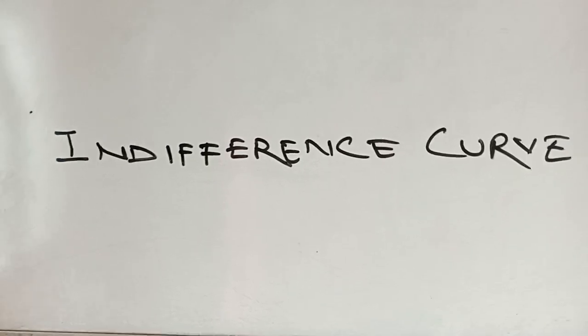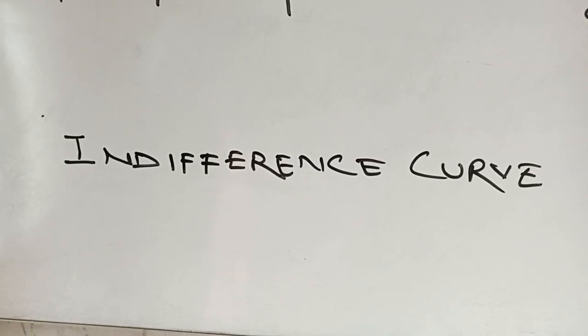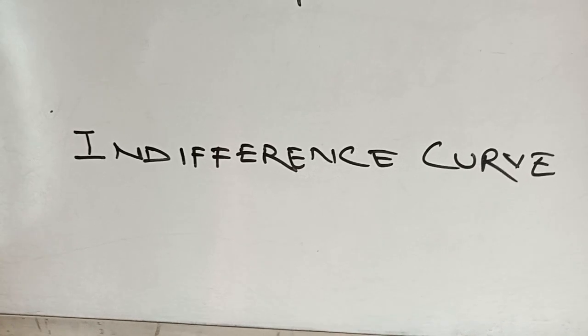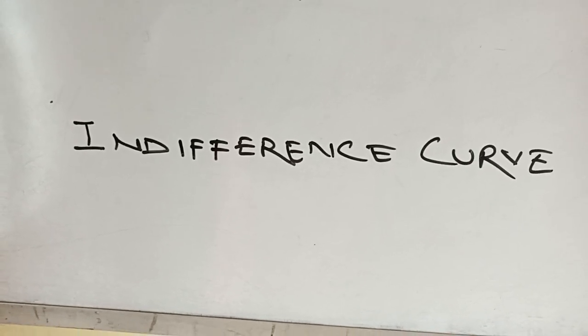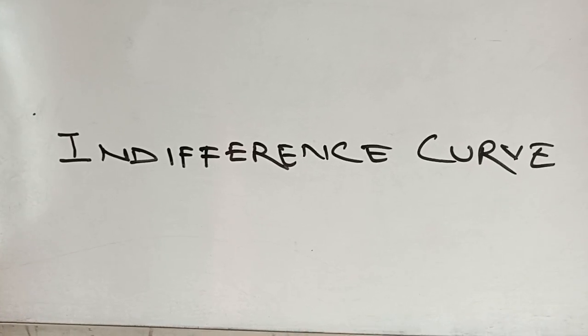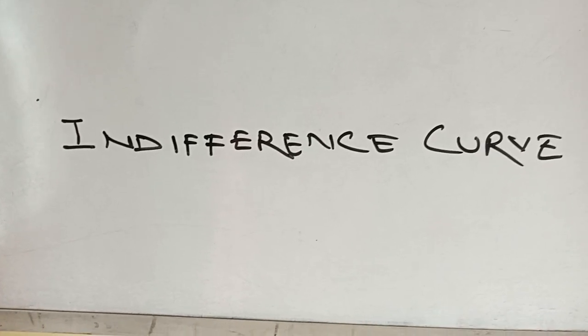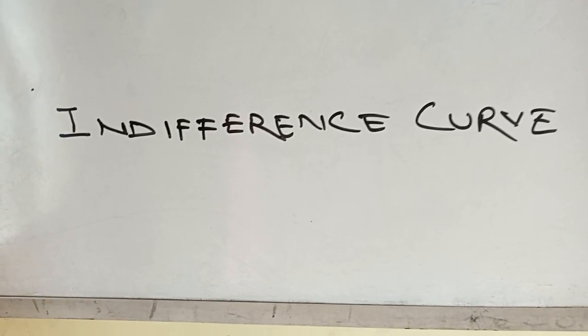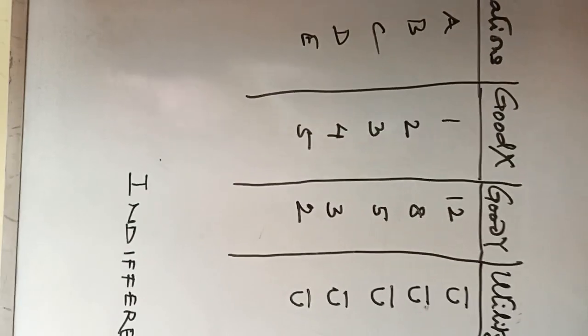I repeat, an indifference curve is the locus of different combinations of two goods which can be consumed by the consumer with his given money income, and in which all the combinations will give equal utility or satisfaction to the consumer. Now let's focus on how do we derive an indifference curve.